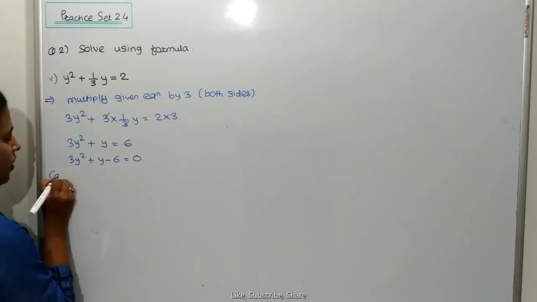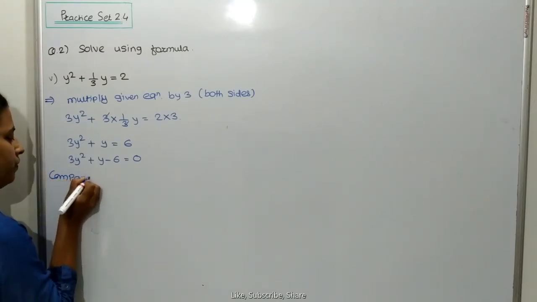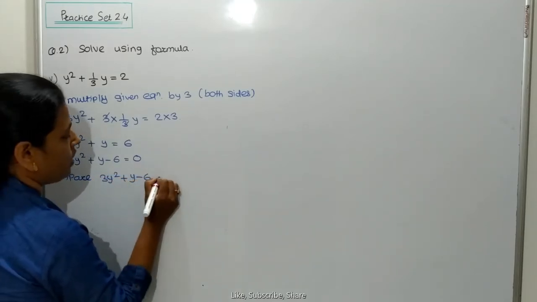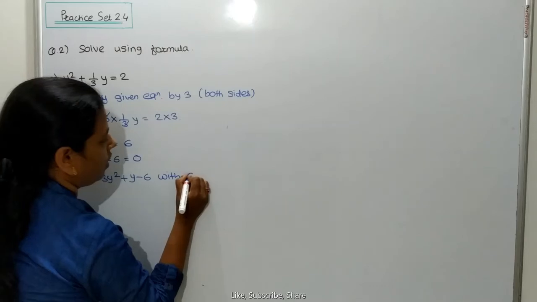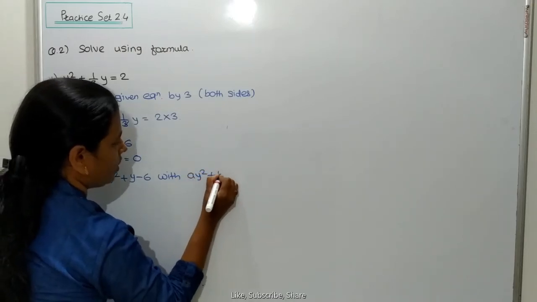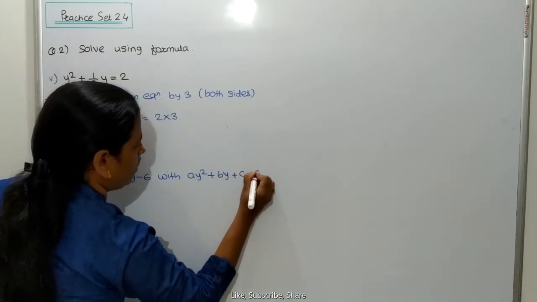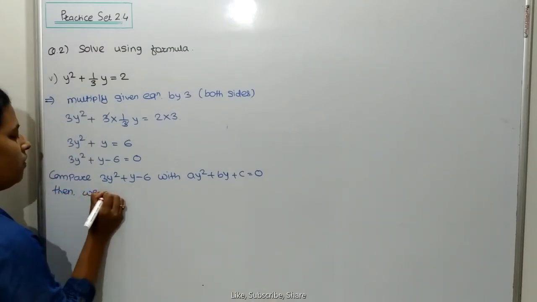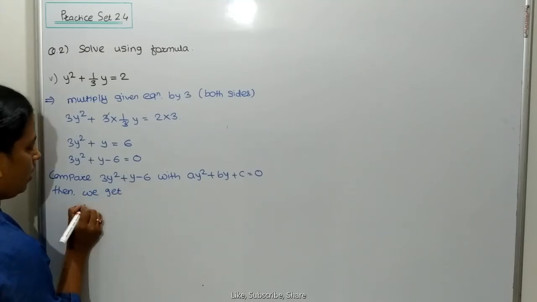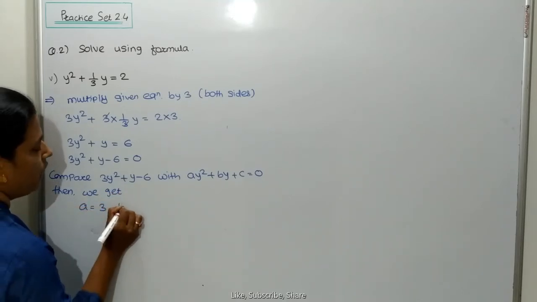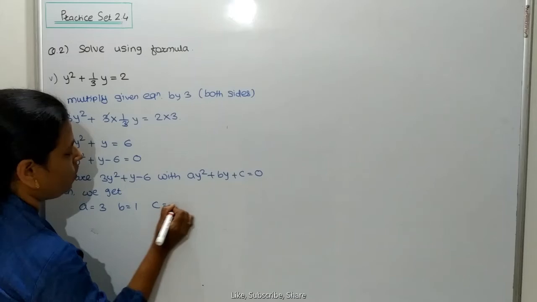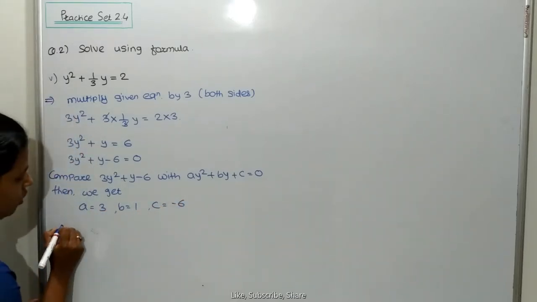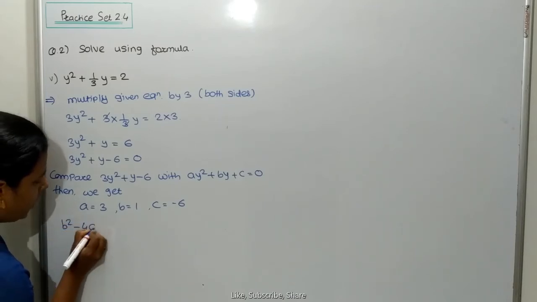So this equation is now in the quadratic equation format. So how to write? Compare 3y square plus y minus 6 with ay square plus by plus c is equal to 0. Then we get a is equal to what? 3, b is equal to 1 and c is equal to minus 6. Clear? So find out the value of b square minus 4ac.